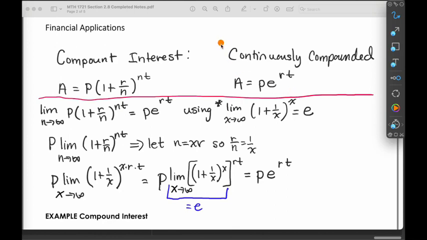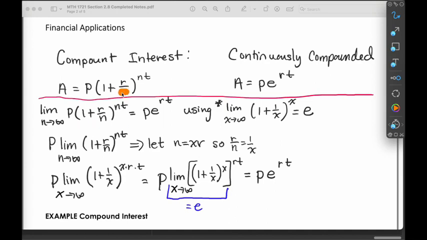So I want to show you where this comes from and how we got it, now that we are comfortable with limits. What we're going to do is show that as n approaches infinity, our compound interest formula is going to approach P times e to the rt, which is our continuously compounding formula, right?